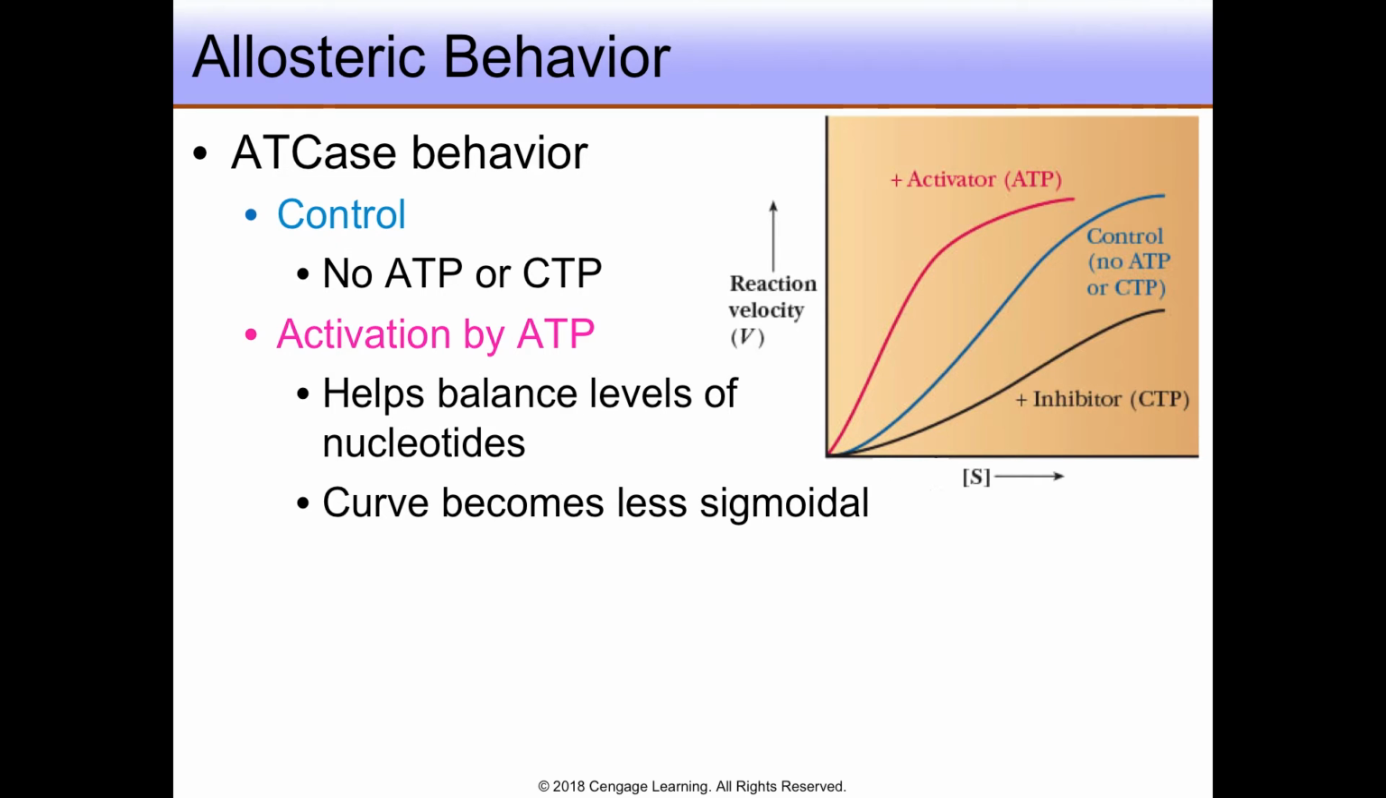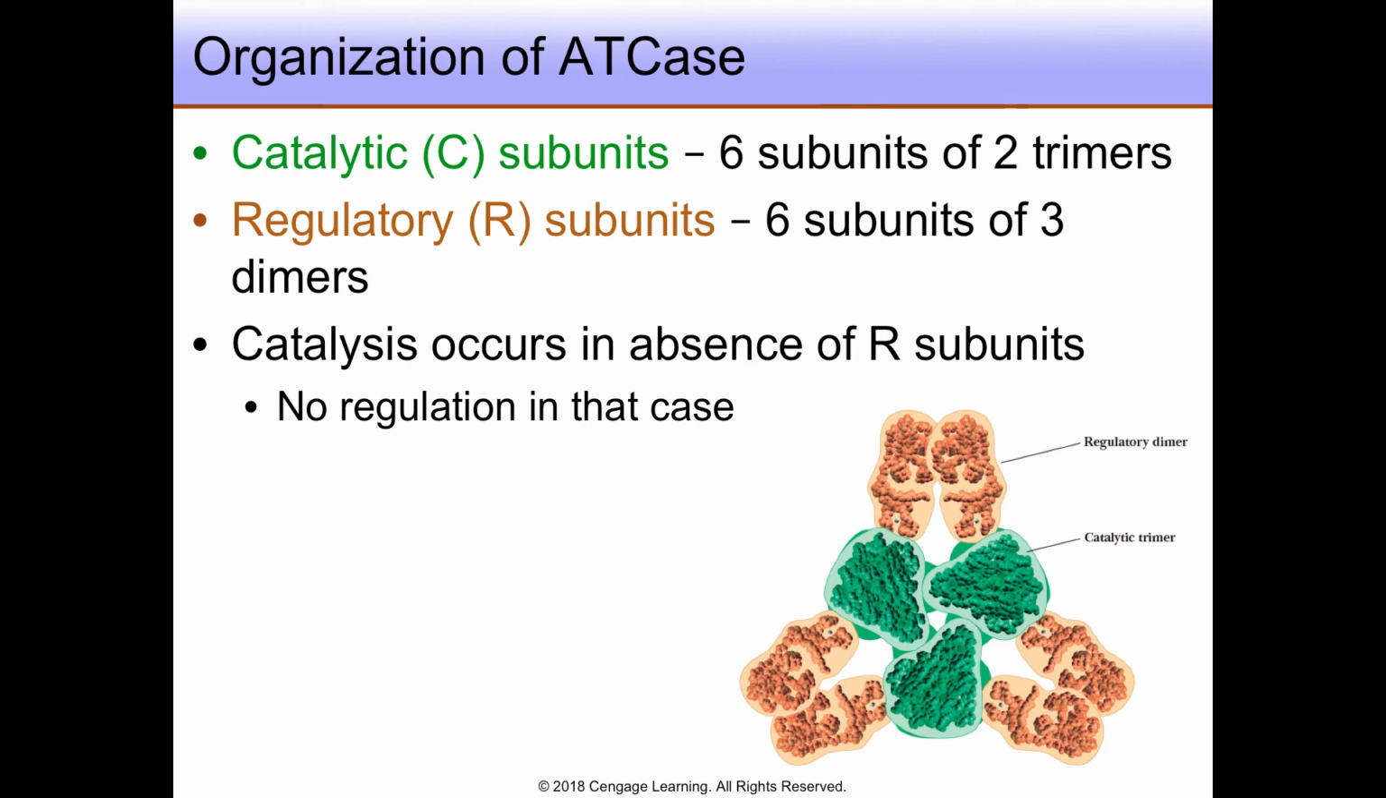In contrast, look at the pink curve, representing the influence of ATP on ATCase activity. Notice that it has become more hyperbolic. That is, activity is less cooperative dependent. It has also shifted left, indicating a higher affinity of substrate binding. This represents the influence of an allosteric activator.